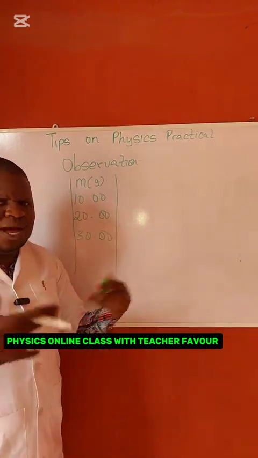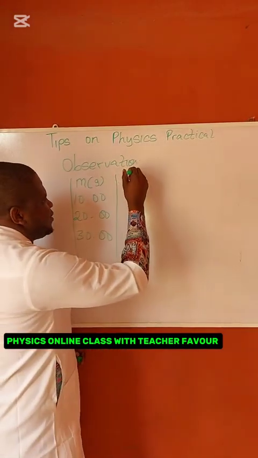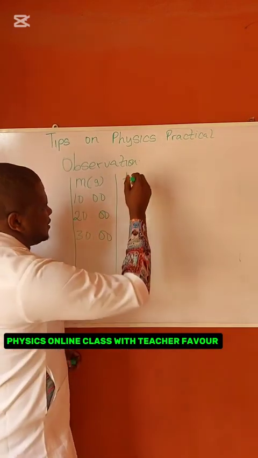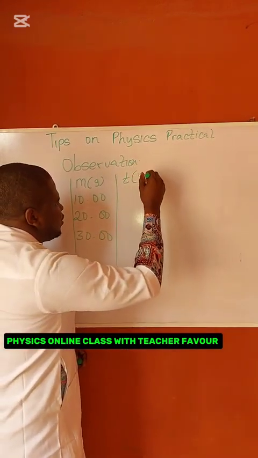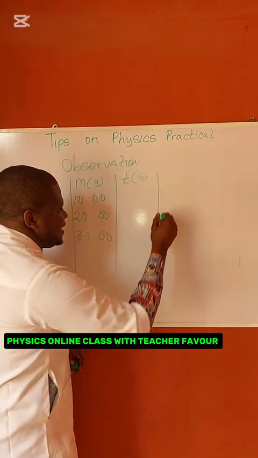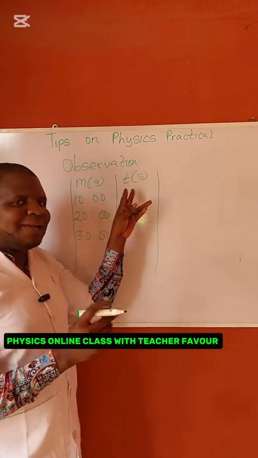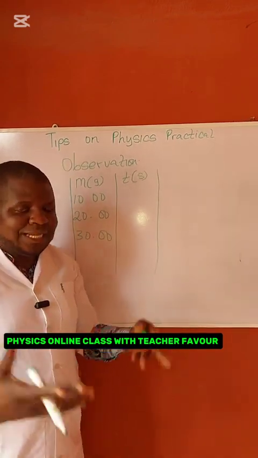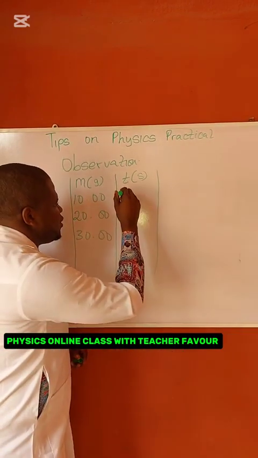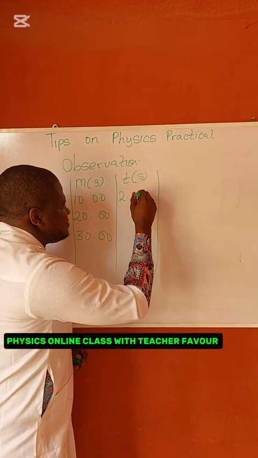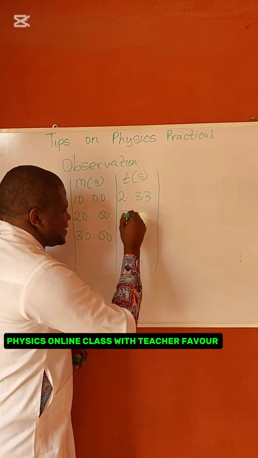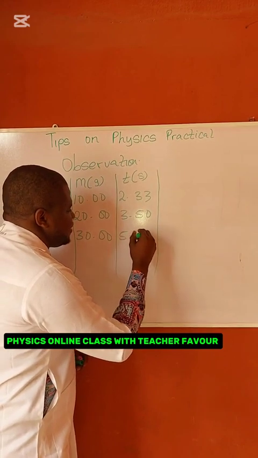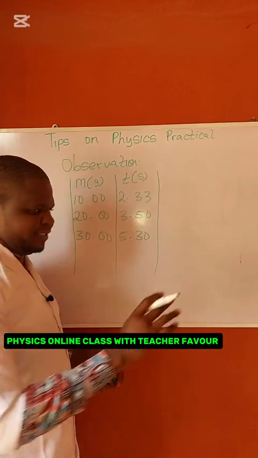Let's assume that you're asked to measure time again. You write time, t. Time is a fundamental quantity, therefore you must enclose each unit in a bracket. Because time is measured from a stopwatch, which is as well an apparatus that is being given, you leave it in 2 decimal places. This is an assumption. Let's assume these are my values. I will leave them in 2 decimal places.